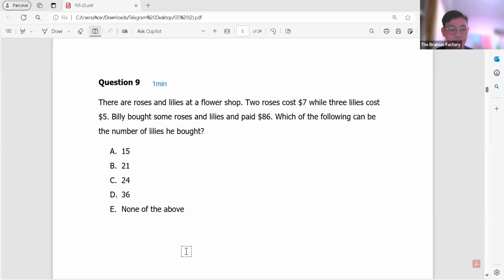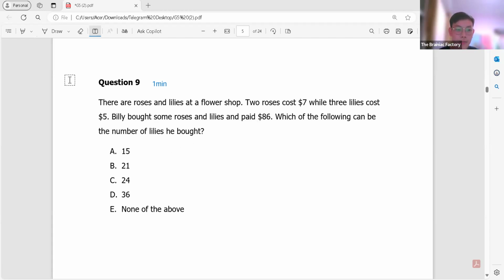Okay. All right. I'll read it myself then. Question 9: there are roses and lilies at a flower shop. 2 roses cost $7, while 3 lilies cost $5. Billy bought some roses and lilies and paid $86. Which of the following numbers could be the number of lilies he bought?